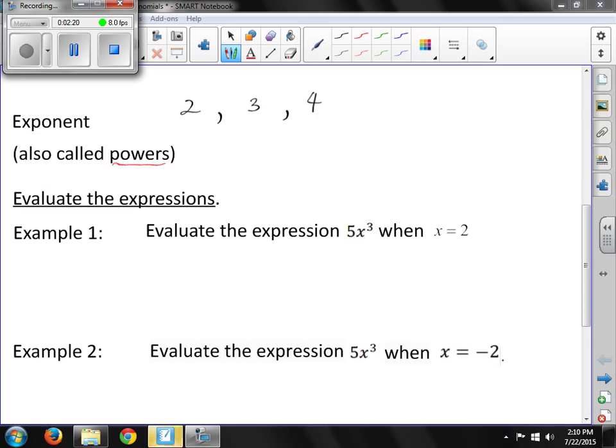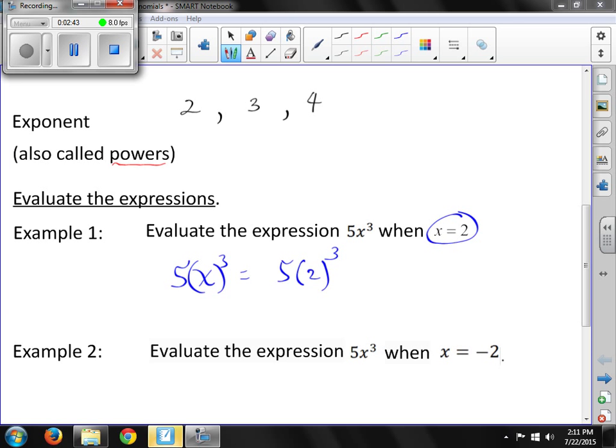So let's evaluate the following expressions. First, we want to evaluate 5x cubed when x is equal to 2. So I'm going to write down my 5x cubed. I'm going to wrap my variable in parentheses because that's where I'm going to plug in the 2. So I'll have 5 times 2 cubed.